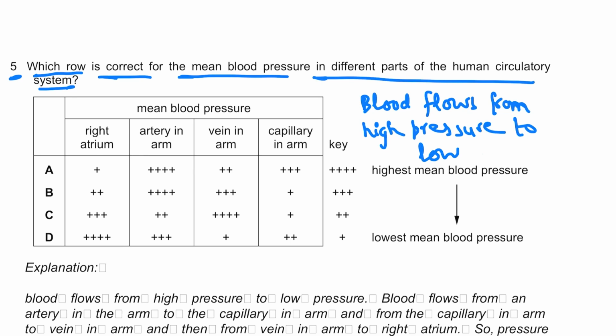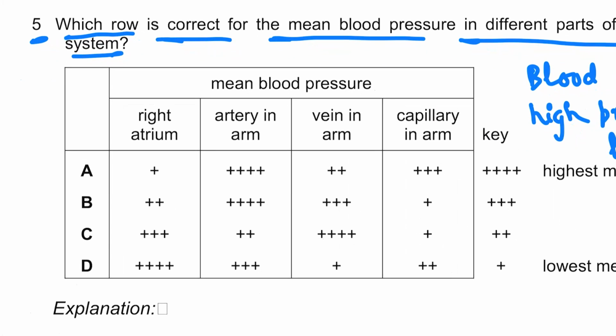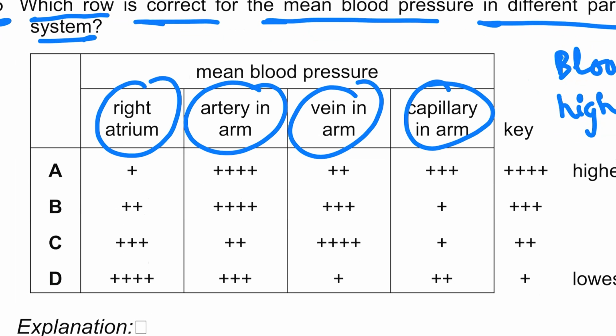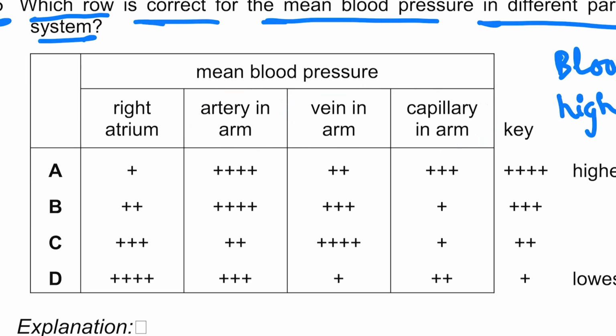So guys, as we all know, blood flows from high pressure to low pressure. If you look at these structures, artery in arm, vein in arm, capillary in arm, and right atrium, we know that blood first flows from the artery in the arm to the capillary in the arm, and then from the capillary in the arm to the vein in the arm, and from the vein in the arm the blood goes into the right atrium, right?